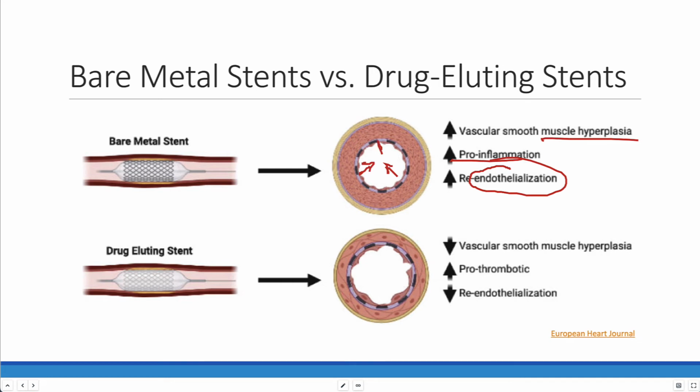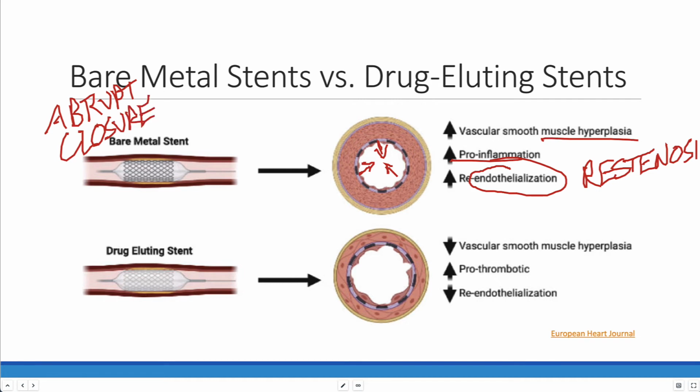Well, what was happening with these bare metal stents is that they would continue to grow inward, and we would have restenosis. Okay? When we had abrupt closure, that was from clot, right? That was from clot. And we didn't really see that after we figured that out and anticoagulated people during the procedures. But we still had restenosis. And I missed the S at the end there, sorry.